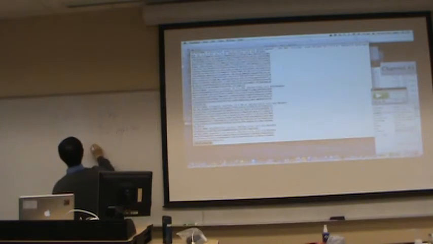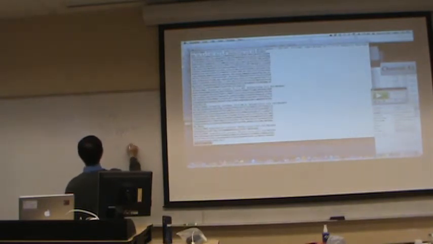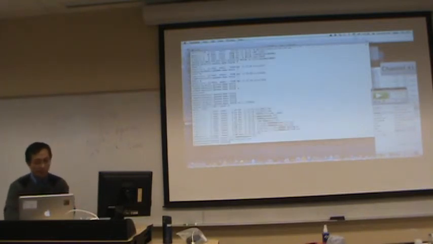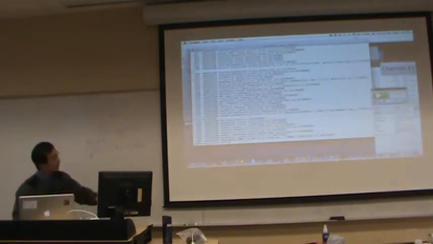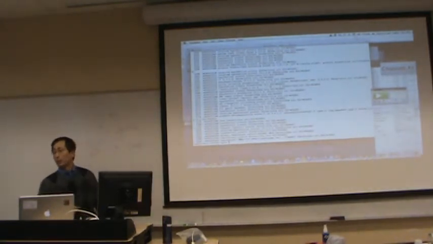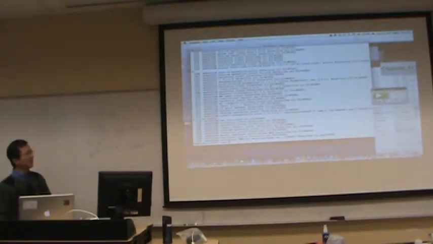So 5 million divided by about 1,000 is roughly 5,000 genes. The actual gene number in this one is 5,287. Yeah, so I guess it's actually in between.